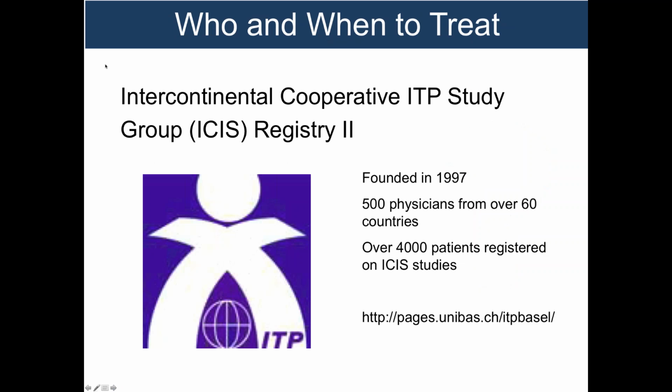So some of the data that we can draw on, though, are these large cooperative natural history studies, and one of the largest comes from the Intercontinental Cooperative ITP Study Group, or the ICIS, and Registry 2 was just one of their registries. And I really think they're to be commended for all their work. They were founded in 1997, and they are made up of over 500 physicians from 60 countries. And to date, they've enrolled about 4,000 patients on their studies. And their website is here just in case anybody is not familiar and would like more information or to perhaps contribute to their ongoing studies.